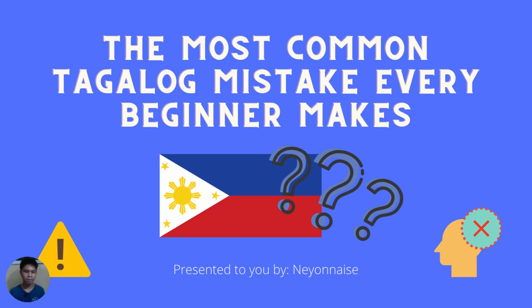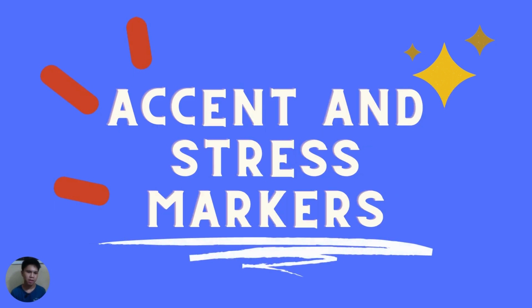And that mistake is about accent and stress markers. And now you may be wondering, what is that supposed to be, or what do you mean? Well, what I'm trying to say is that accent and stress markers, in case you don't realize, is stressing a syllable in a word, right? A word can have multiple syllables, and you emphasize one of those syllables, and that's how that works.